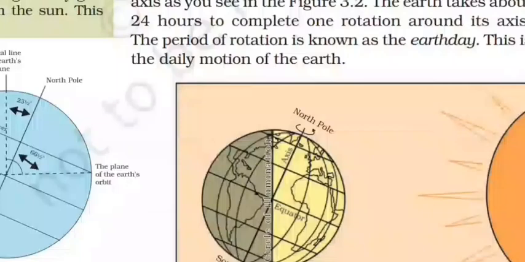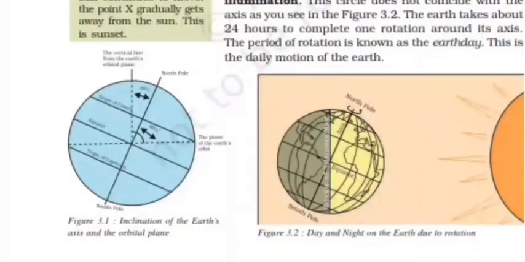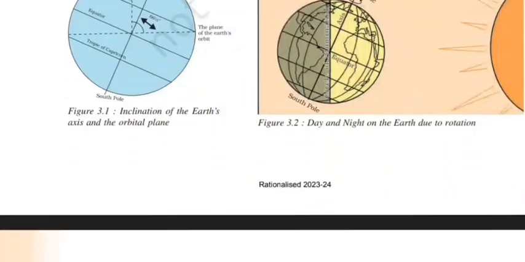The earth takes about 24 hours to complete one rotation around its axis. The period of rotation is known as the earth day. That means the whole period when the earth completes its full rotation is called the earth day. This is the daily motion of the earth.